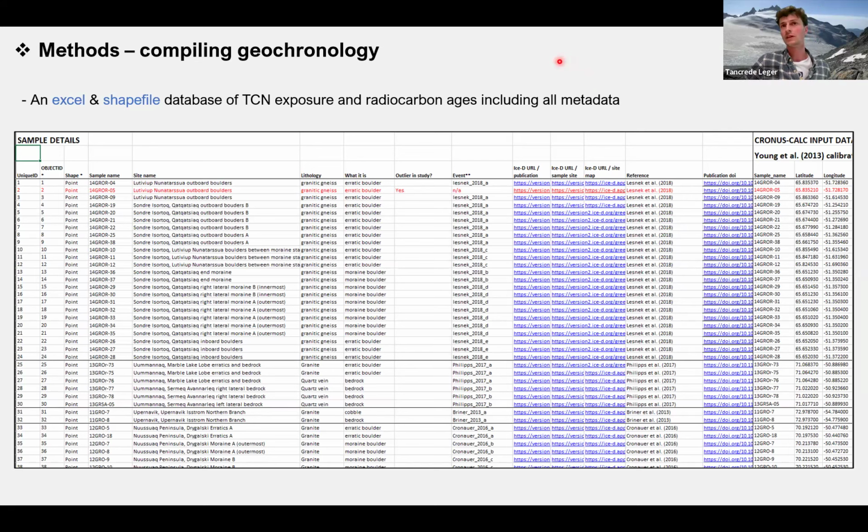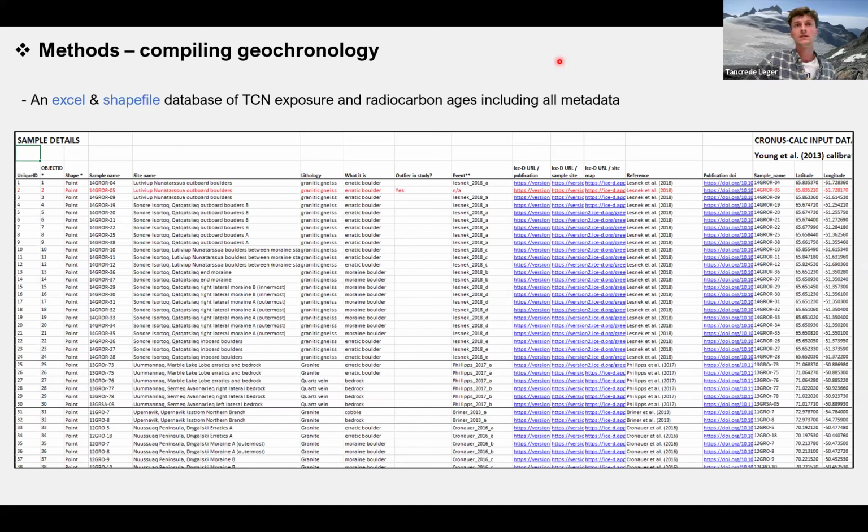And this includes all the metadata required for recalculation, for finding the original papers, for finding where the location of that sample is on the map, etc. And so this, along with the landform database, is available open access alongside the PaleoGRIS paper. So if anyone is interested, they can directly access this and download it.